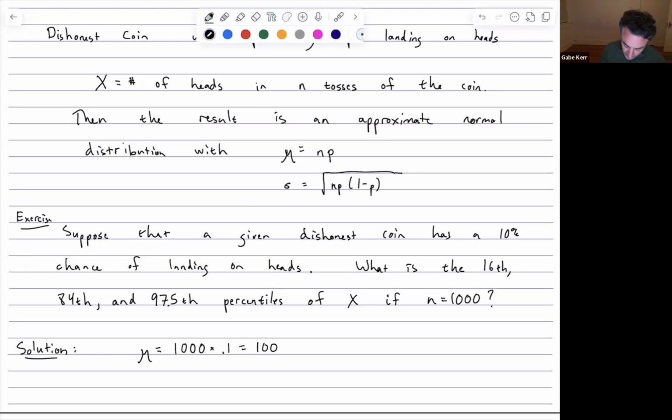The standard deviation is going to be the square root of the number we just calculated, but we'll write it out: 1,000 times 0.1 times 1 minus 0.1. So that's the square root of 100 times 0.9, or the square root of 90, which is approximately 9.5.